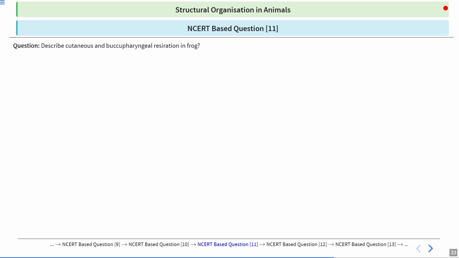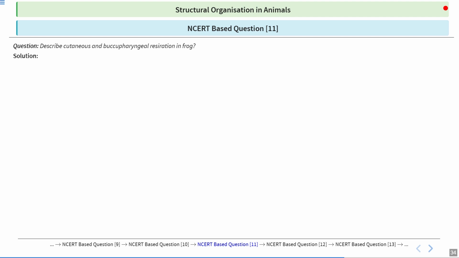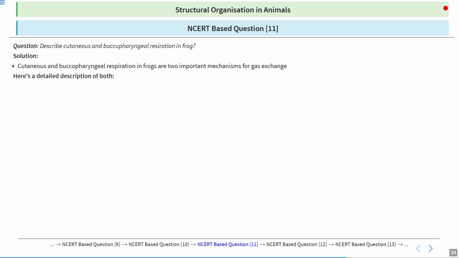Describe cutaneous and buccopharyngeal respiration in frog. This is the next question. Buccopharyngeal respiration. Let us see the answer to this question. Cutaneous respiration we have discussed. Cutaneous and buccopharyngeal respiration in frog are the two important mechanisms for gas exchange. Here's the detailed description.